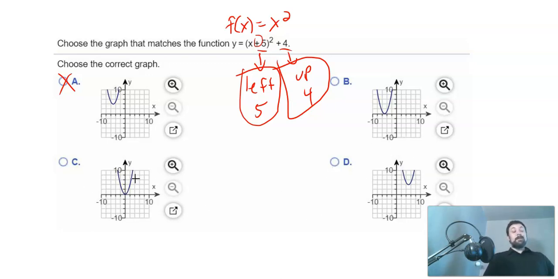And C, nothing. They didn't make any changes at all, right? They just left this as a parabola at 0, 0. No transformations were applied to C, and so that could not be correct here either.